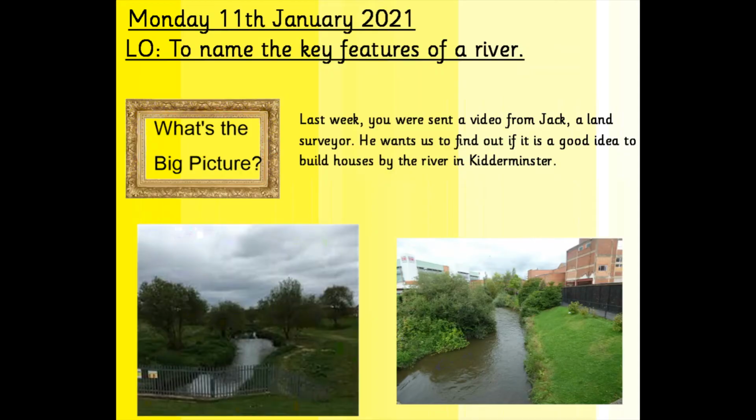Our learning objective today is to name the key features of a river, so our writing lesson is going to have a bit of a geography spin on it today. Last week, you were sent a video from Jack, who is a land surveyor. He wants us to find out if it is a good idea to build houses by the river in Kidderminster.